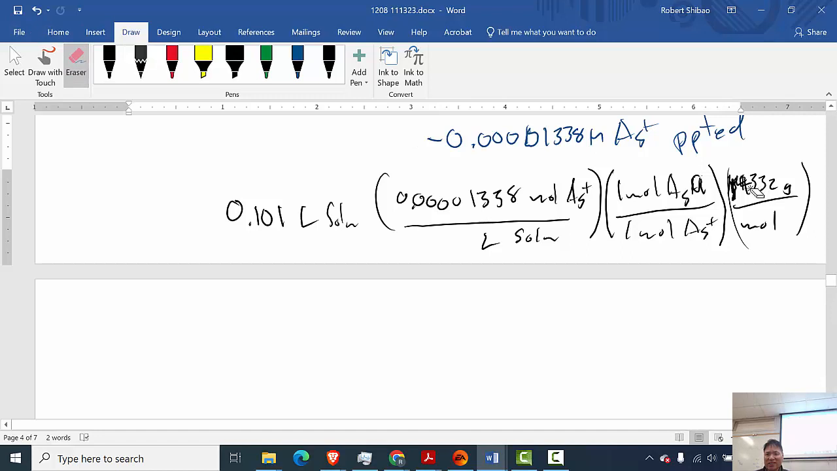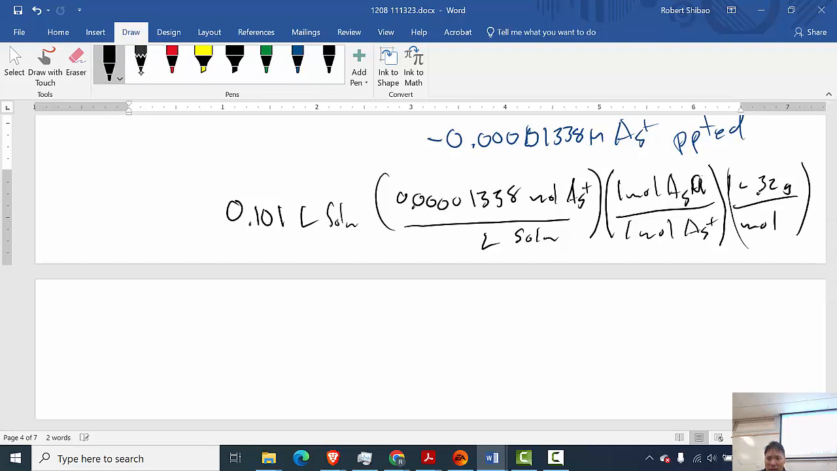So let's see how many grams. Actually, let's see how many milligrams. So I'm going to convert this into milligrams. This is going to be 0.101 times 0.1338 times 143.32 times 1,000 milligrams per gram. And so I end up with 0.1936 milligrams of silver chloride precipitate.